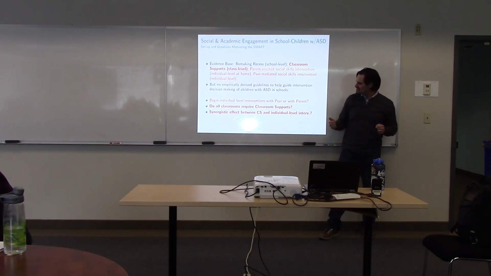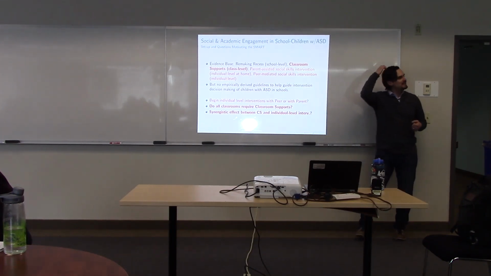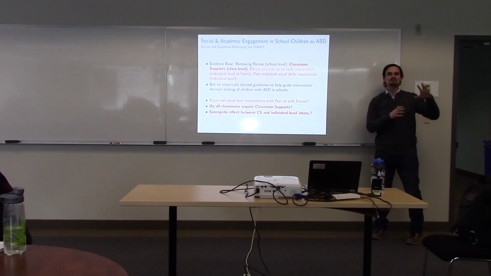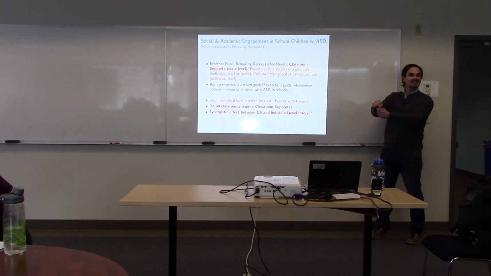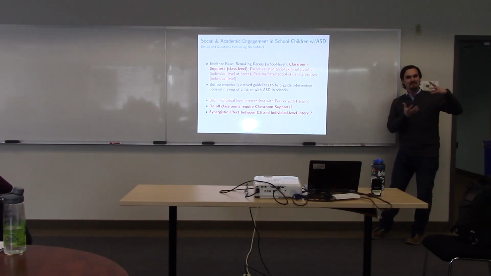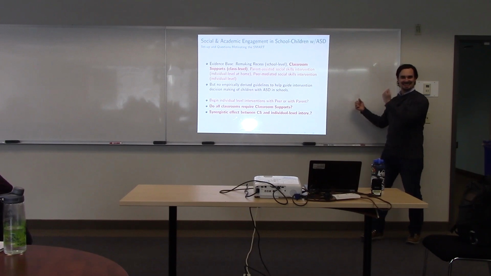And she also wanted to know, is there a synergistic effect between the classroom supports and the individual level interventions? Because it could be that if you're doing the classroom supports intervention and the environment is ripe, then maybe doing peer as the individual level intervention will have a bigger payoff, because the environmental structure of the kid is just right to have their peers intervene with them, right? So she wanted to understand these questions.